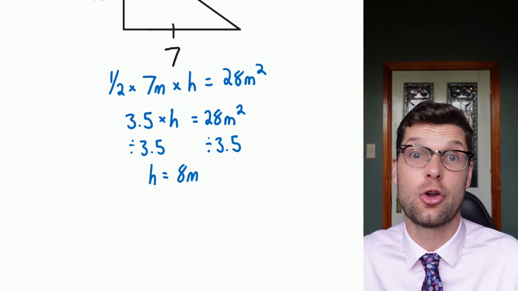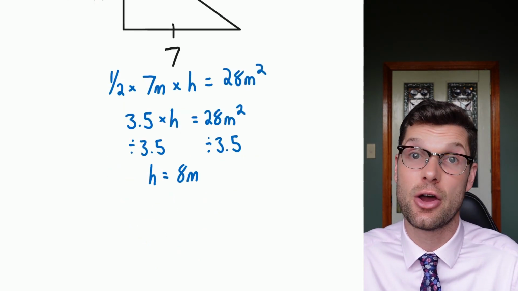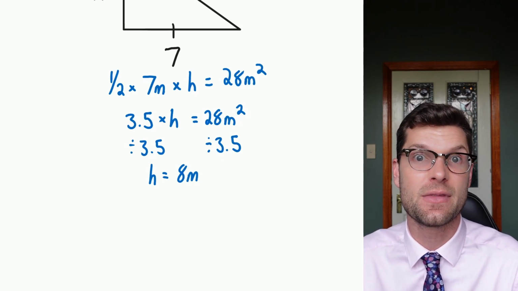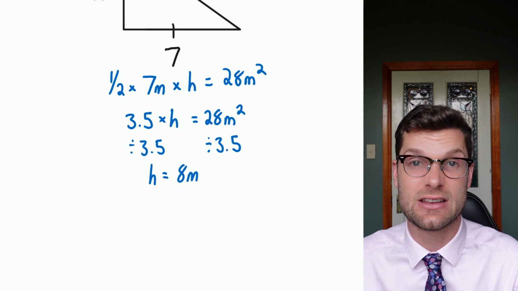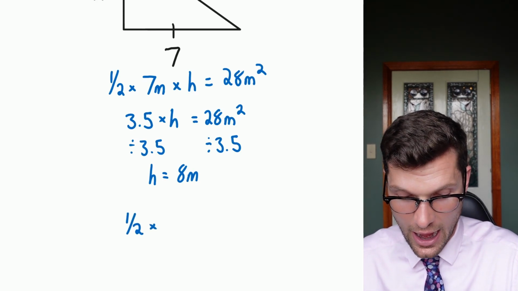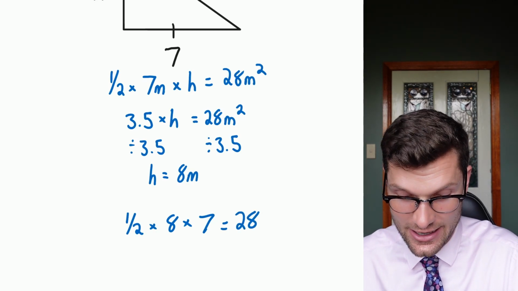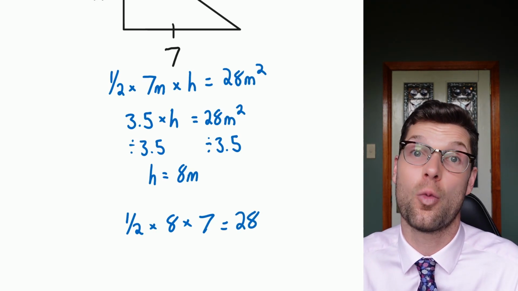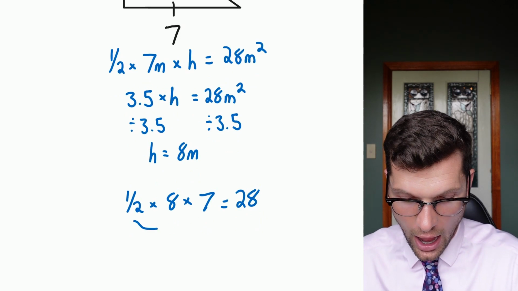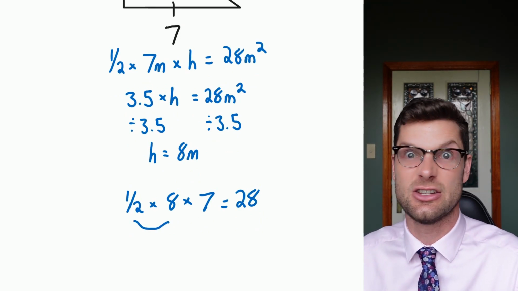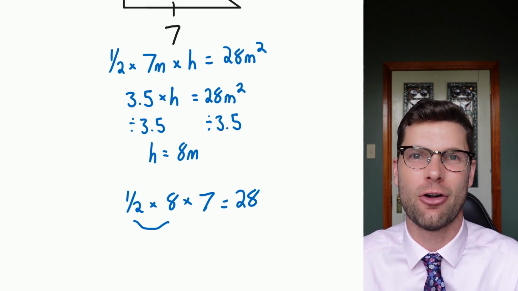So something that's really good about these questions is you can just sub those numbers back into the equation to see if you get the correct area. So we found there that the height was 8. So the formula would be a half multiplied by 8 multiplied by 7. And that has to equal 28. If it doesn't, we've done something wrong. A half multiplied by 8 is just 4. 4 times 7 is 28. So we know we got this one right.